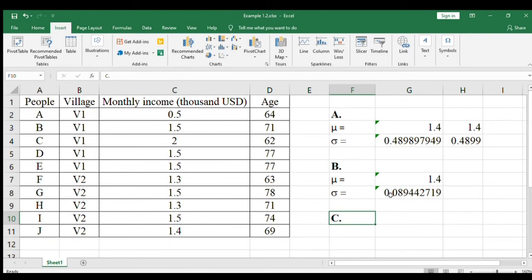Based on the standard deviation, we can say that the standard deviation of income of all people living in village V2 is smaller than village V1. So we can conclude that village V1 has more variation or more dispersion of income than village V2.